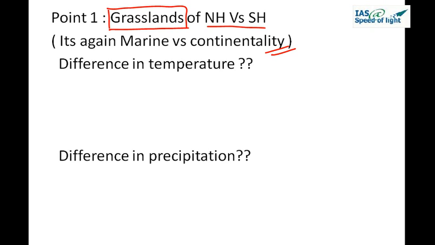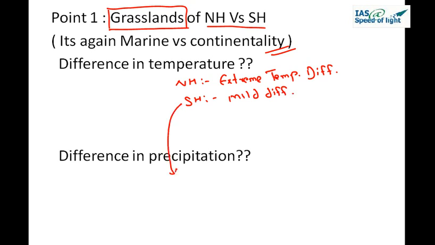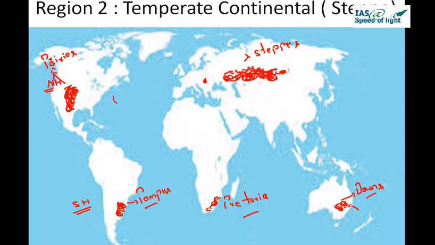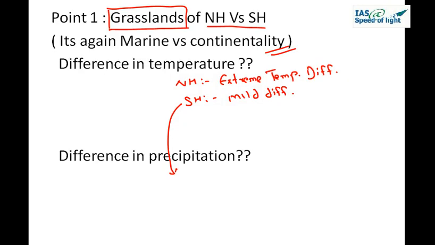Northern hemisphere, extreme temperature difference between the summers and the winters. Southern hemisphere, mild difference between the summers and the winters. And definitely it is going to lead to a difference in precipitation. In the interior of the continents in the northern hemisphere, in the prairies and the steppes, you are going to have light precipitation, and that has to be in the summer months, when there would be intense heating.